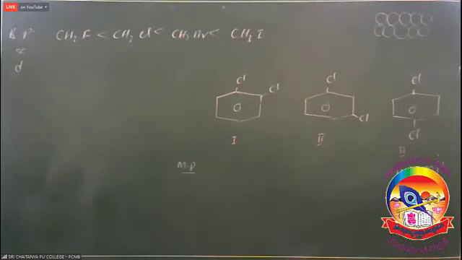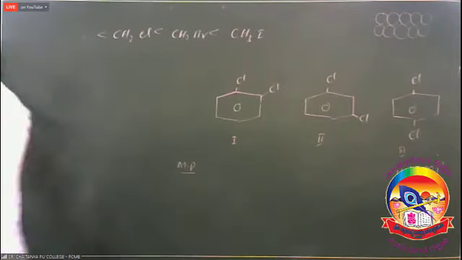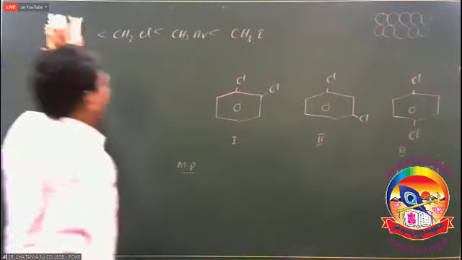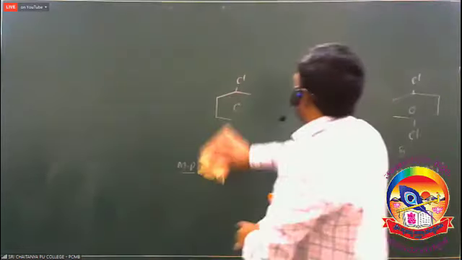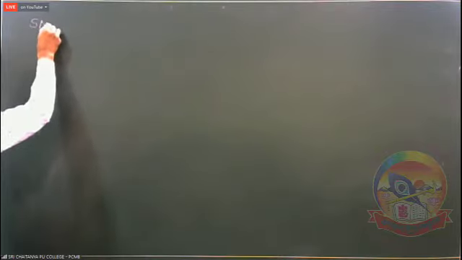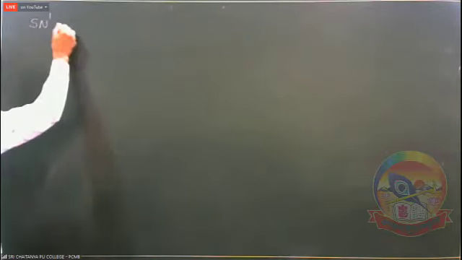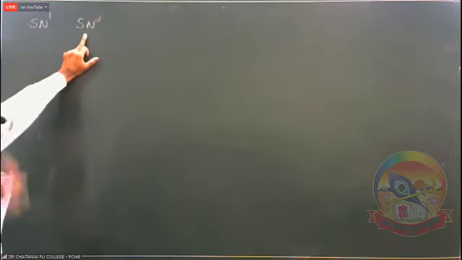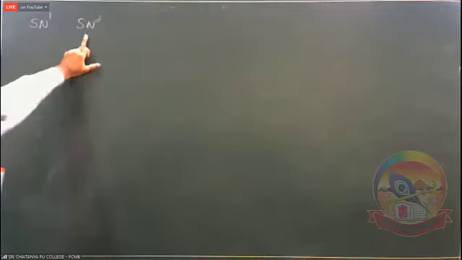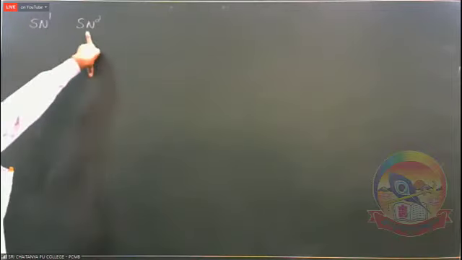The next one, chemical properties. So what are the chemical properties of alkyl halides? What are the characteristic properties of alkyl halides? The characteristic properties of alkyl halides are nucleophilic substitution reactions. We know the SN1 reaction and the SN2 reaction. SN1 means substitution, nucleophilic, unimolecular. SN2 means substitution, nucleophilic, bimolecular mechanism.